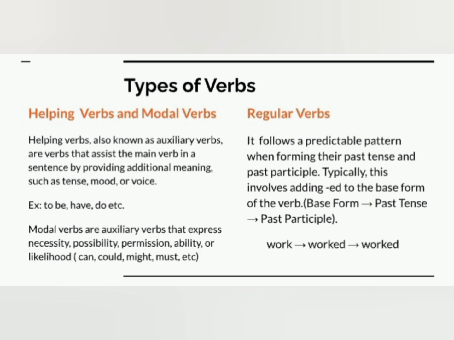Next one is regular verbs. Regular verbs follow a predictable pattern when forming their past tense and past participle. Typically, this involves adding ed to the base form of the verb. Regular verbs are those words whose past tense and past participle forms end with ed. For example, work, worked, worked. The simple present is work, worked is the past tense, and worked is the past participle.